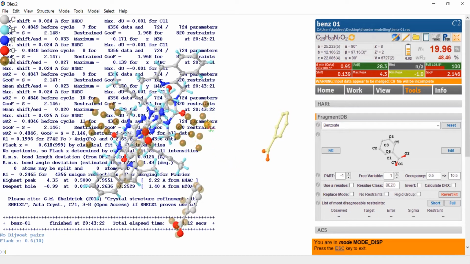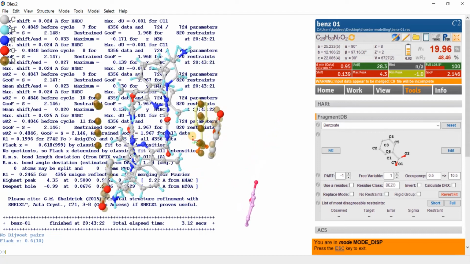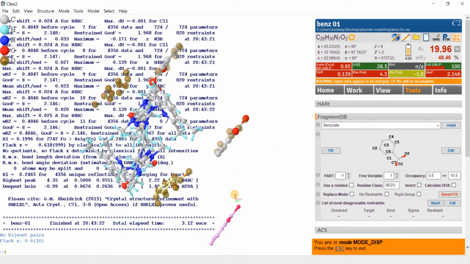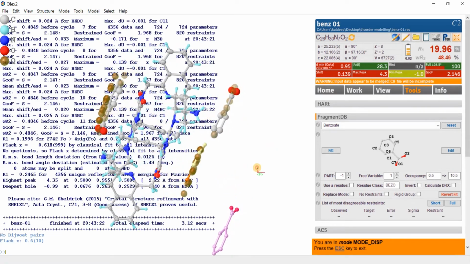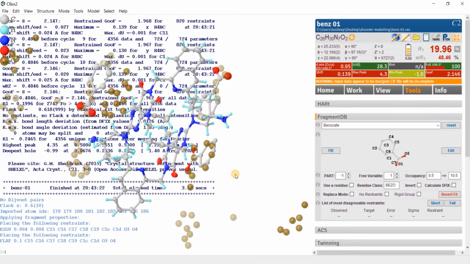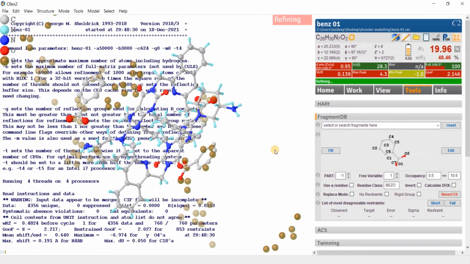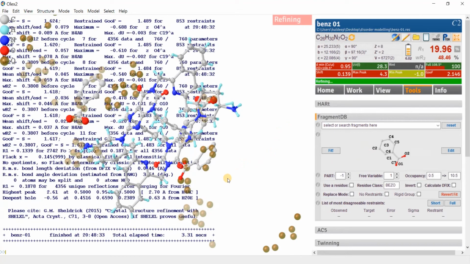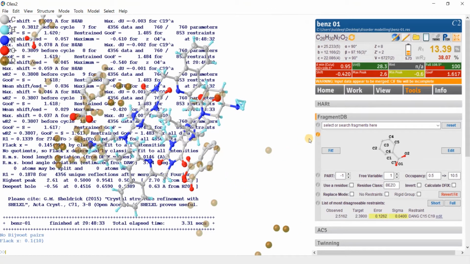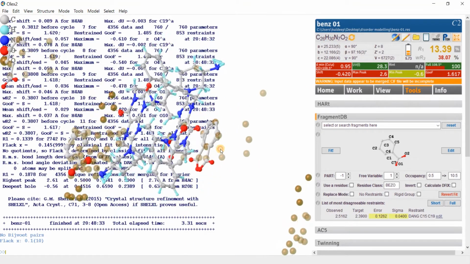So this is the carbon, this one here, this carbon is here, and if I just rotate, I will get a nice fit. Yes, almost a very nice fit. Now press escape and let's refine. Okay, so the R factor is further down to 13.3%, and you can see this molecule here.